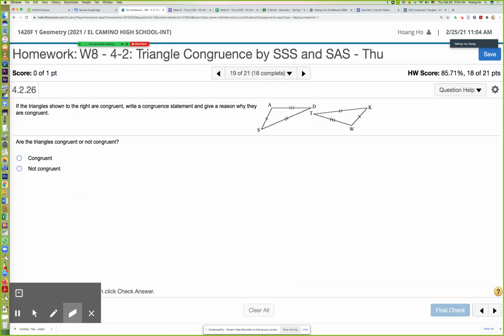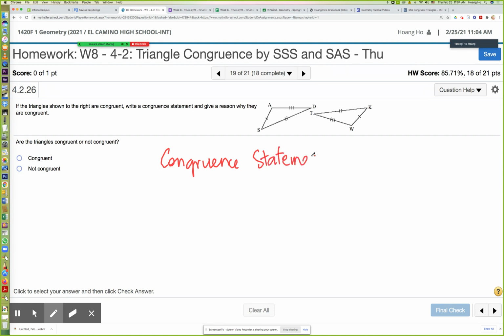So if the triangles are congruent, write a congruent statement. When you say the congruent statement, it means you list out the names of the two triangles, and then you put the equal sign with the congruent sides. Make sure you list out the names correctly over here.